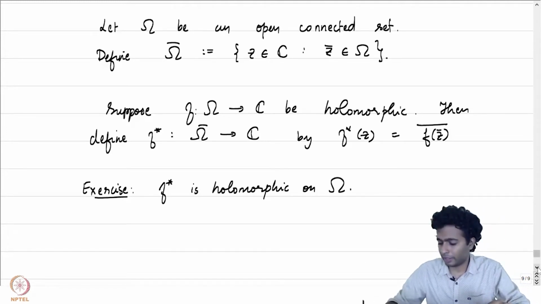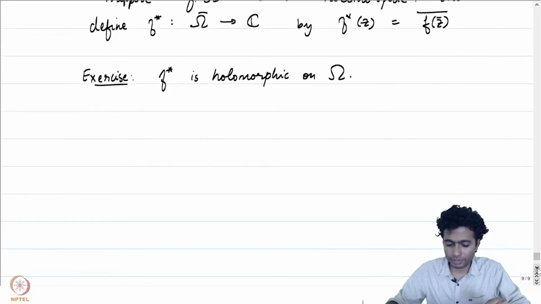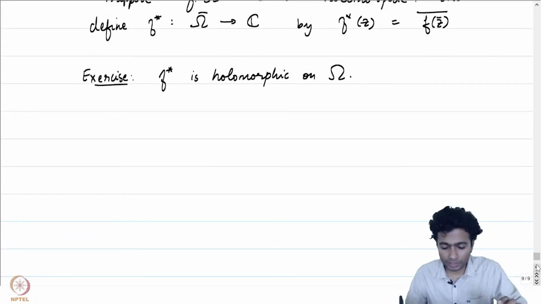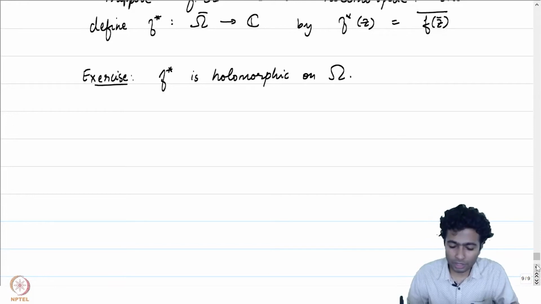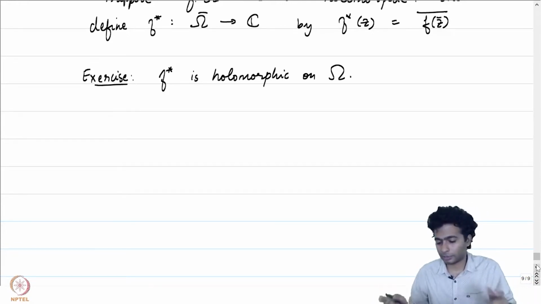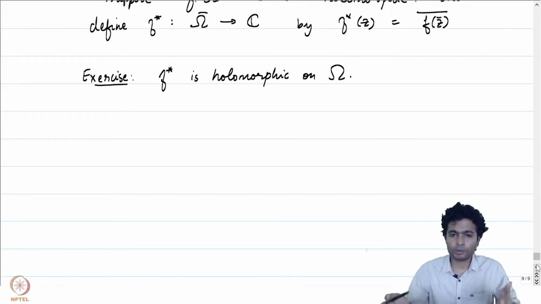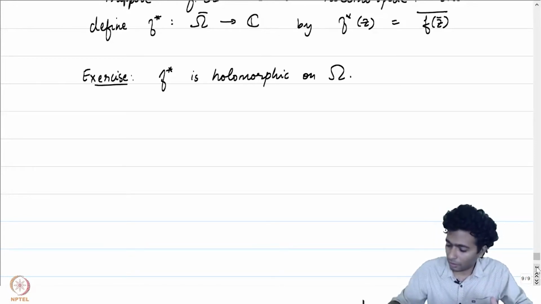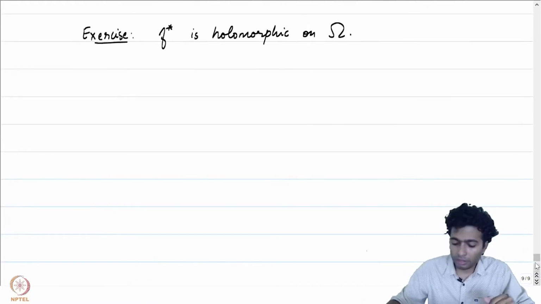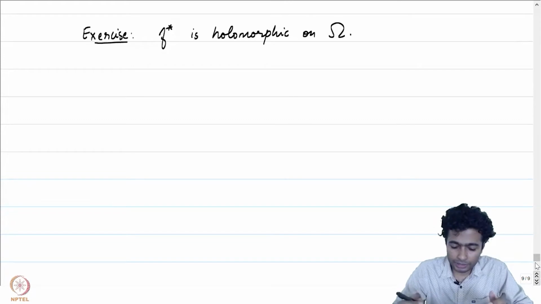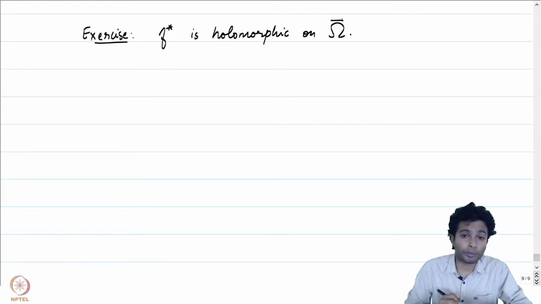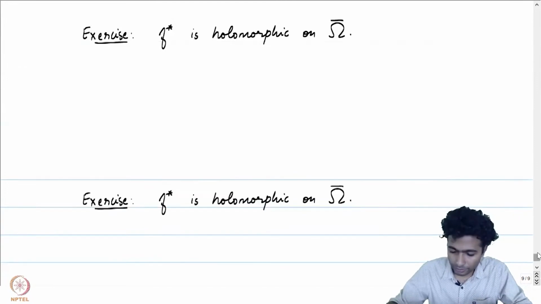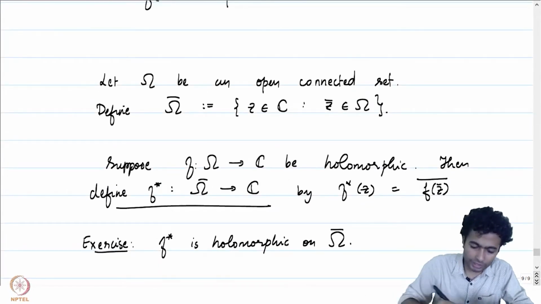You could do it in any of the favorite ways you deem fit. You could, for example, sit down and check that the Cauchy-Riemann equations are satisfied by f star, or you could write down a power series expansion of f and get hold of a power series expansion of f star, and thereby prove that it is complex analytic and hence holomorphic. You can pick the route to establish that f star is holomorphic. Note that f star is not defined on omega, it is defined on omega bar, as you can see here.